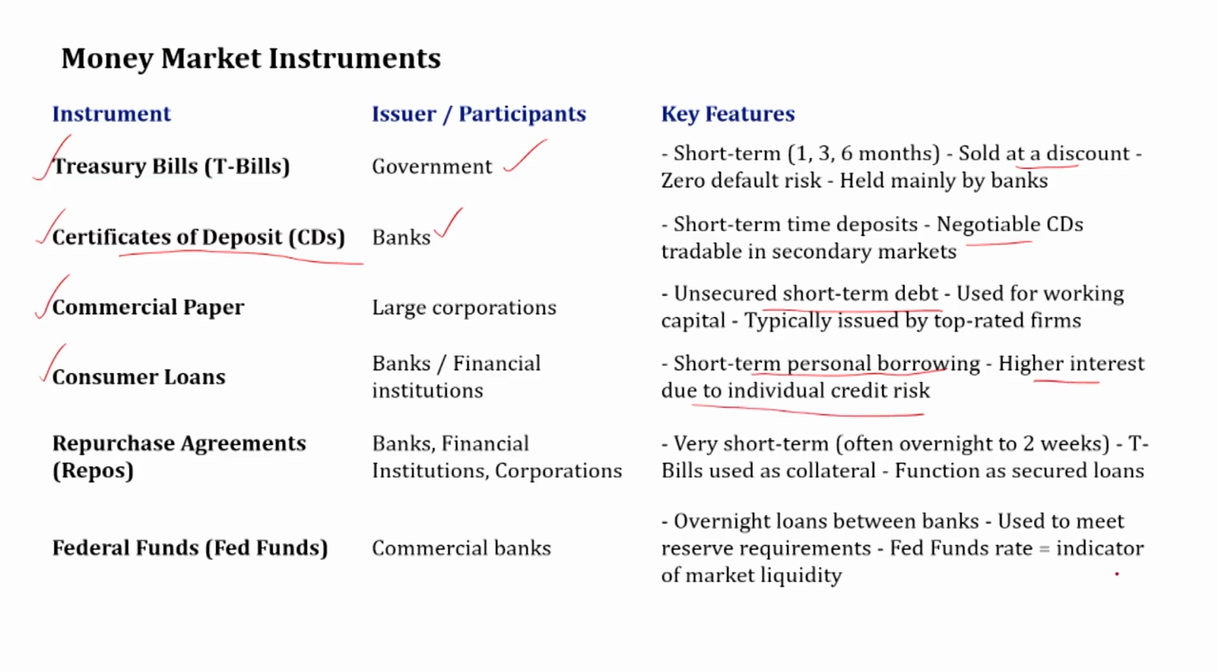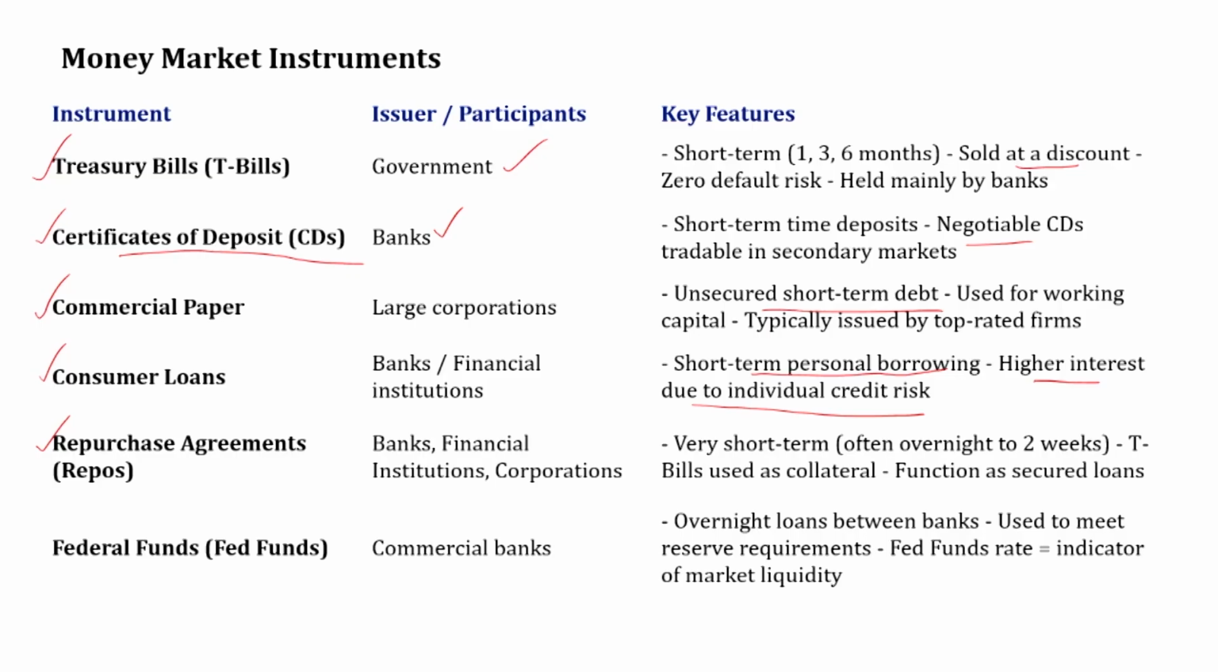Then moving to the next one, that is called repurchase agreements. Shortly, we call them repos. Repos are very short-term loans, often overnight. Here, one party sells a security, usually a treasury bill, with an agreement to repurchase it at a later date at a higher price. These function as secured loans and are commonly used between banks, financial institutions, and corporations.